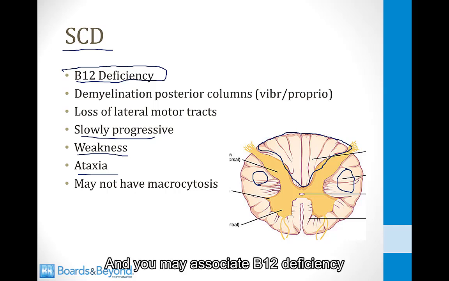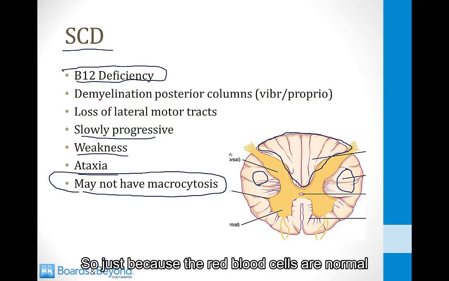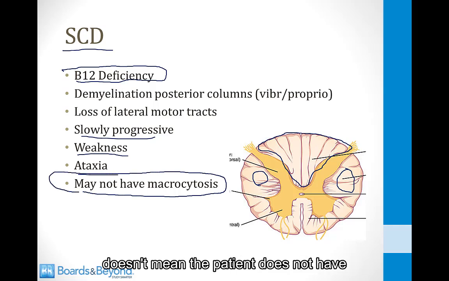And you may associate B12 deficiency with macrocytosis of red blood cells, but you should know that you can get this in absence of macrocytosis. So just because the red blood cells are normal doesn't mean the patient does not have subacute combined degeneration.